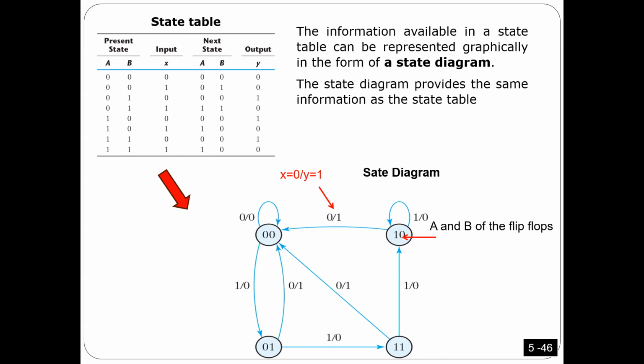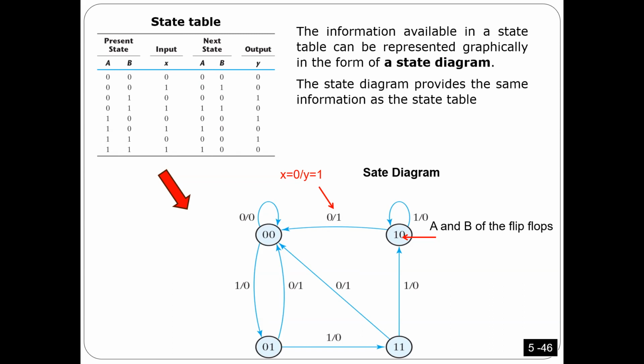If I'm in this state, I have 2 cases. When the clock comes, either I stay here, and the values of the flip-flops will be the same, or I move to this one. These transitions happen at the clock edges, and they depend on the value of the input x. For example, if x is 0 and the current state is 0, 0, when the clock comes, I stay here. If x is 1, when the clock comes, I move to here.